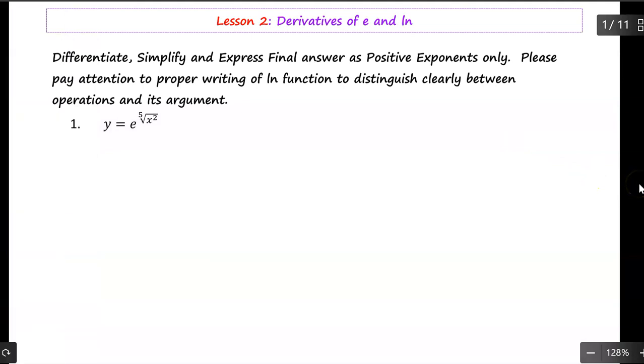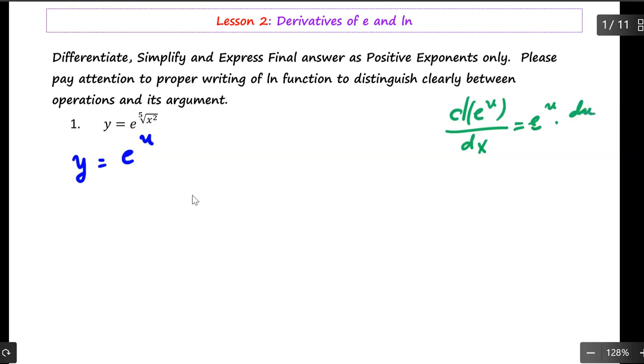This is example 1. In this case, I would like you to think of this function like this. You're going to write y equal to e to the exponent u, right? So you need to have e to the exponent u in order to apply the formulas. The derivative of e to the exponent u as a function of x will be equal to e to the exponent u multiplied by the derivative of u as a function of x. So this is the formula that you need to apply.